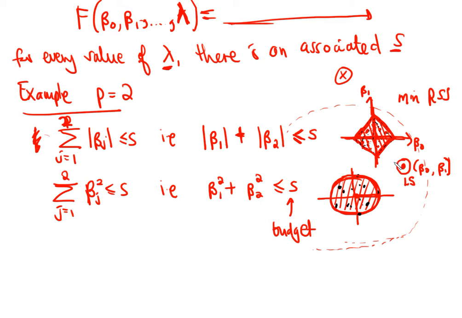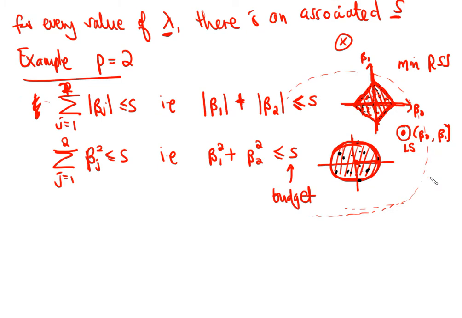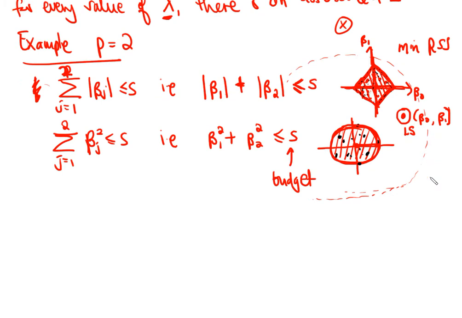If my beta 0 and beta 1 are inside my budget, then there's actually no point in looking for other beta 0s and beta 1. We might as well use my least squares beta 0 and beta 1. I have reached the optimal solution. So, okay. In that case, usually it happens when, let's say, for example, your lambda is equal to 0.